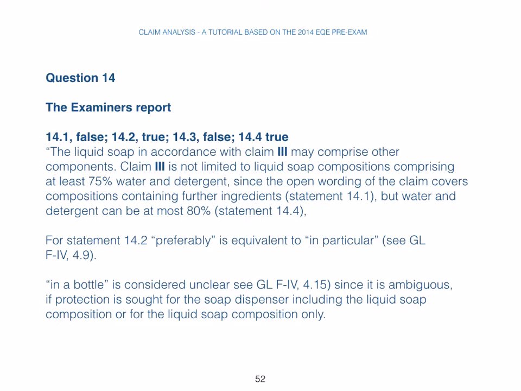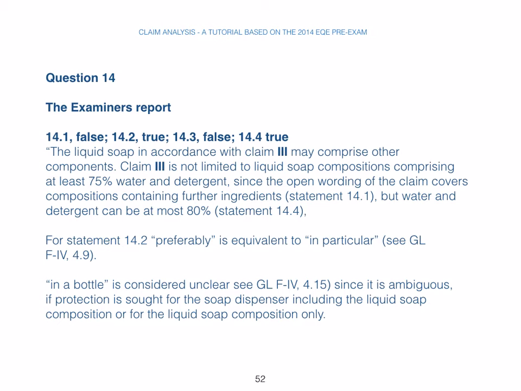Now, statements 14.1 and 14.4 are tricky because of the open wording comprising of Claim 1, which means that there can be other components in addition to water and detergent, but there are not necessarily further components. For 14.2 and the guidelines F Roman 4 4.9, the optional features, for example, and preferably have the same meaning, but just remember that these words do have different meanings.